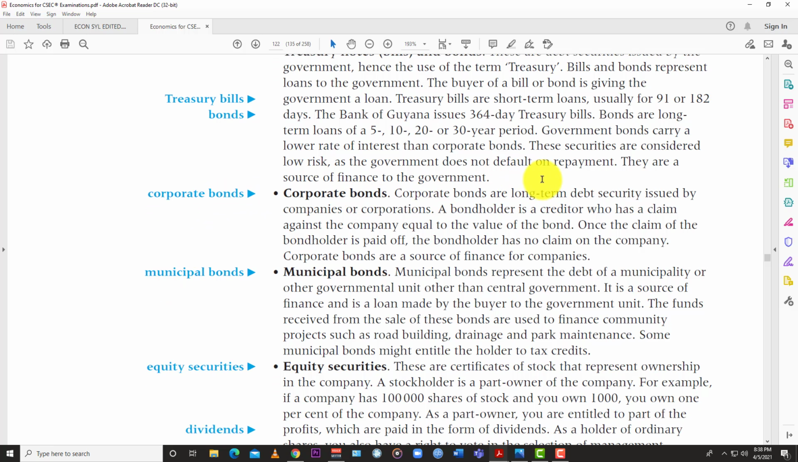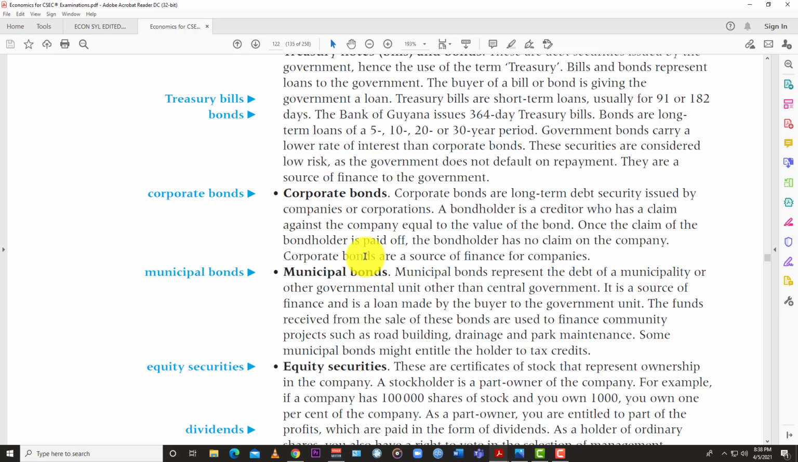Corporate bonds are long-term debt securities issued by companies or corporations. A bondholder is a creditor who has a claim against the company equal to the value of the bond. Once the claim of the bondholder is paid off, the bondholder has no claim on the company. Corporate bonds are a source of finance for the company.